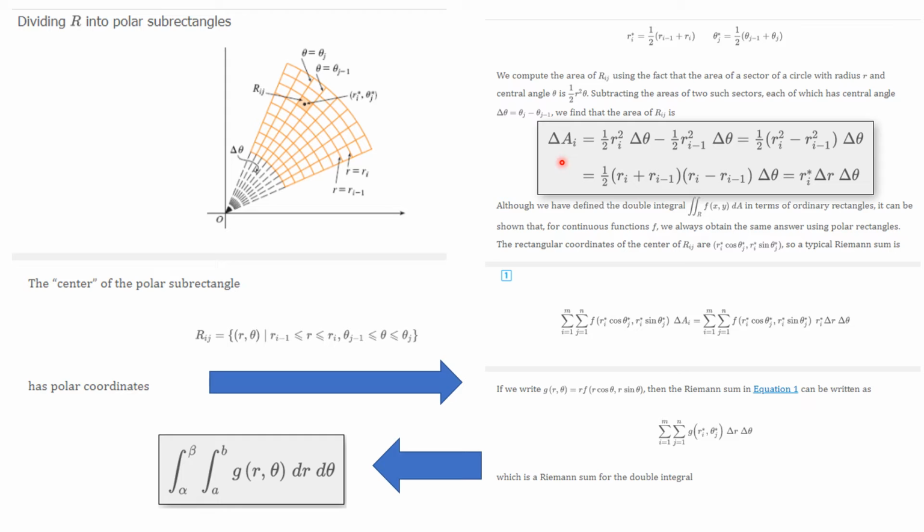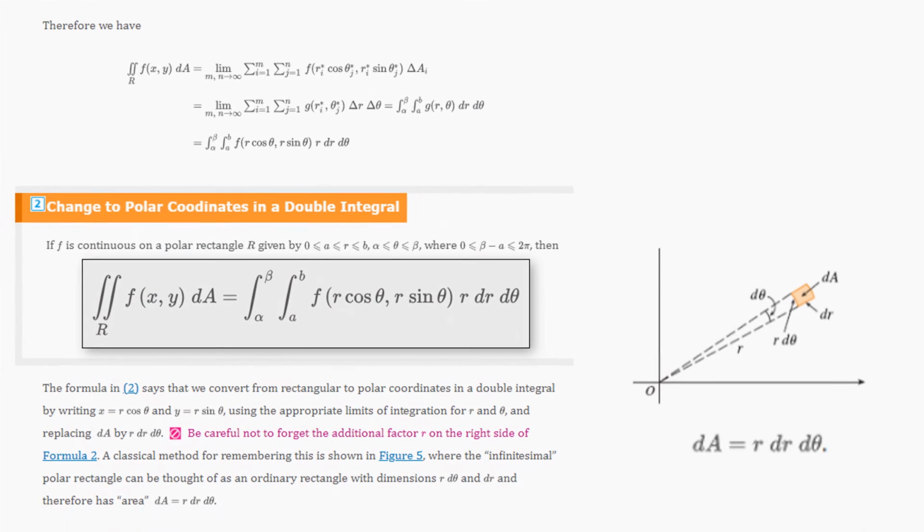And so I get that delta A_i, which is the area of this rectangle, is going to be r_i star times delta r delta theta. So you see, instead of just being the length times the width, there's a compensation factor because it's a polar rectangle, not a regular rectangle. Okay, so then we'll just add them all up. So we'll change everything to polar coordinates, and we'll do the substitutions, add them up, and then we will take the limit. Now notice that this r factor is there always, so when we take the limit, what we will end up with is this expression.